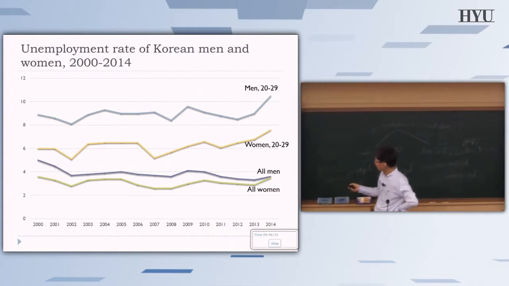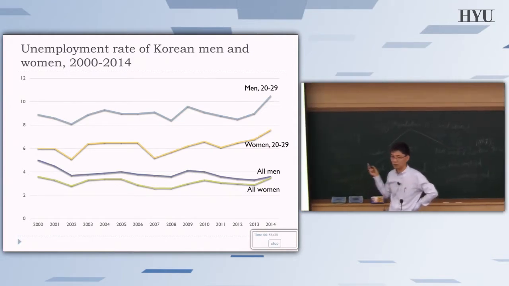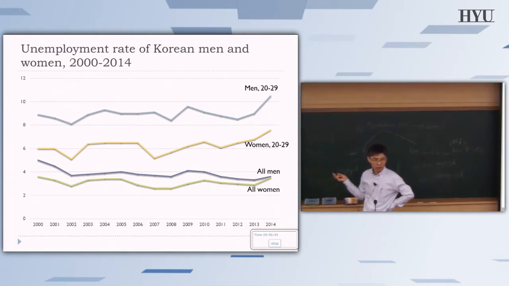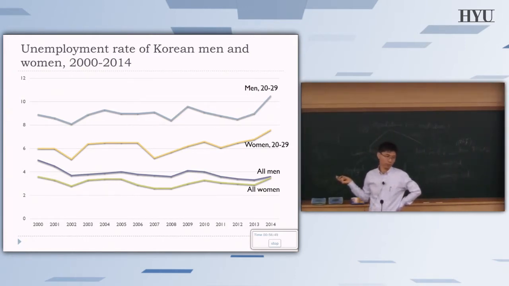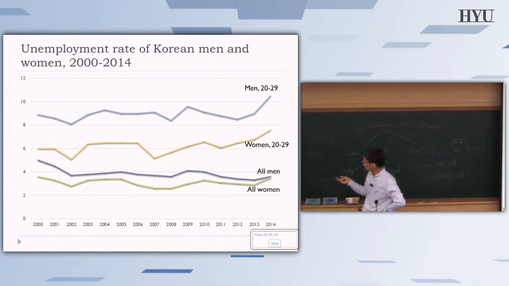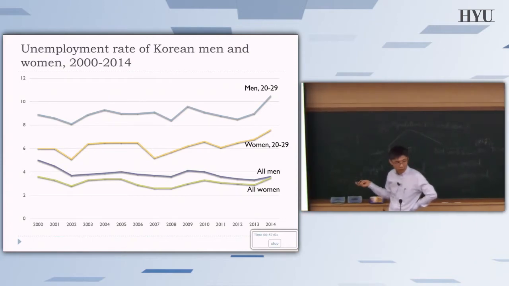Okay? Last year it went up to more than 10%. So that means what? 1 out of 10 men, 20 to 29, they don't have a job and they look for a job. But anyway, still it's around 9%. Well, how about women? Lower, you see, about 6%, up and down, around the 6%.